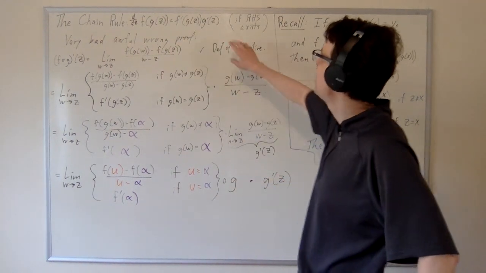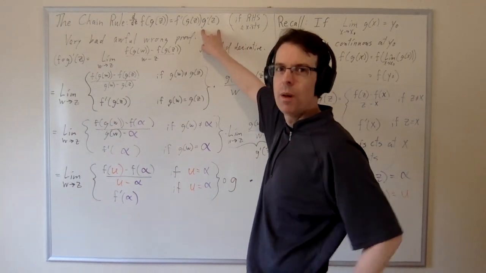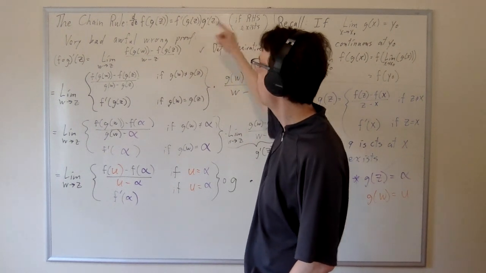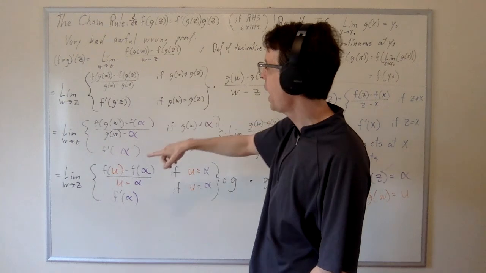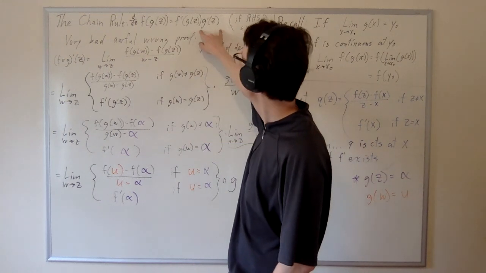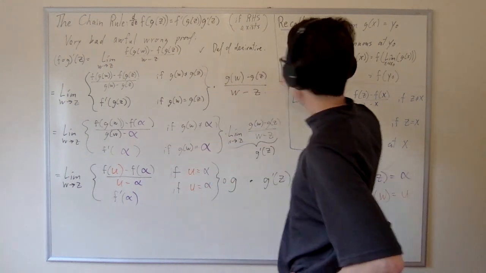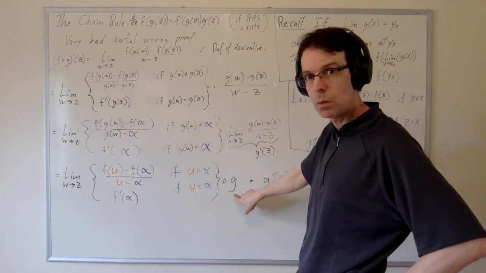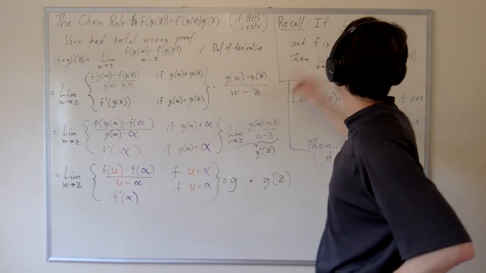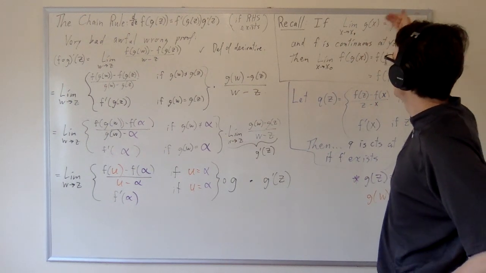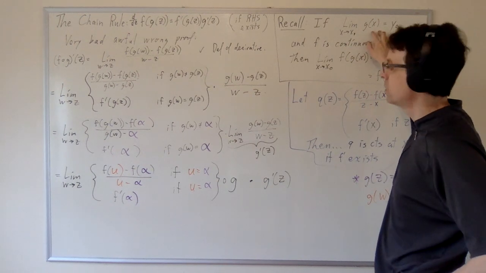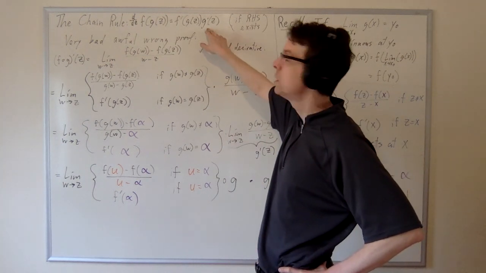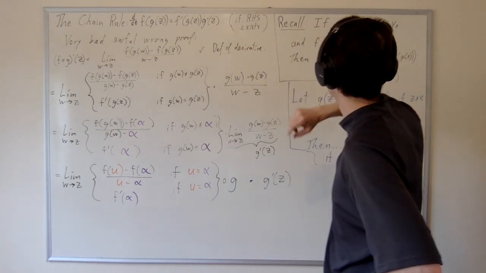Does it exist? Yes, because of this assumption. The assumption that g prime of z exists entails that g is also continuous at z. And if it's continuous at z, then the limit of that inner function g of w as w approaches z is equal to g of z. So this precondition for this compositional rule is satisfied because g is continuous, because g is differentiable at z, because of the assumption that the right-hand side exists.